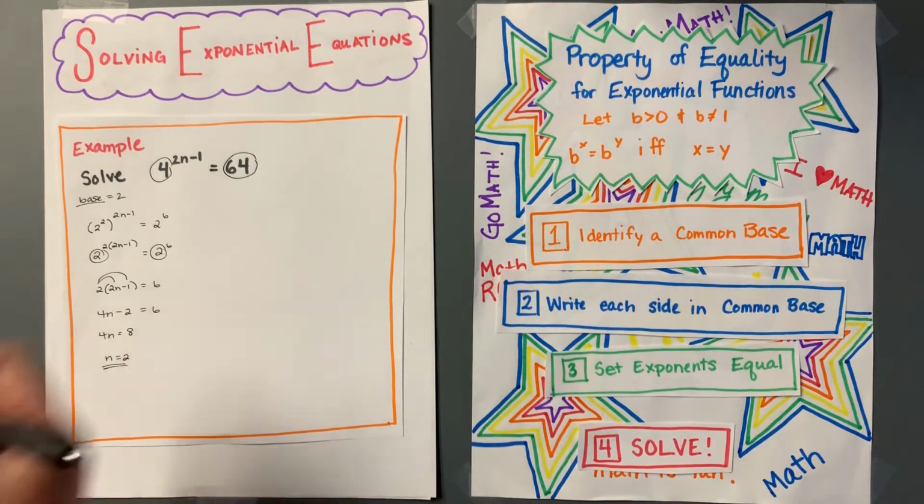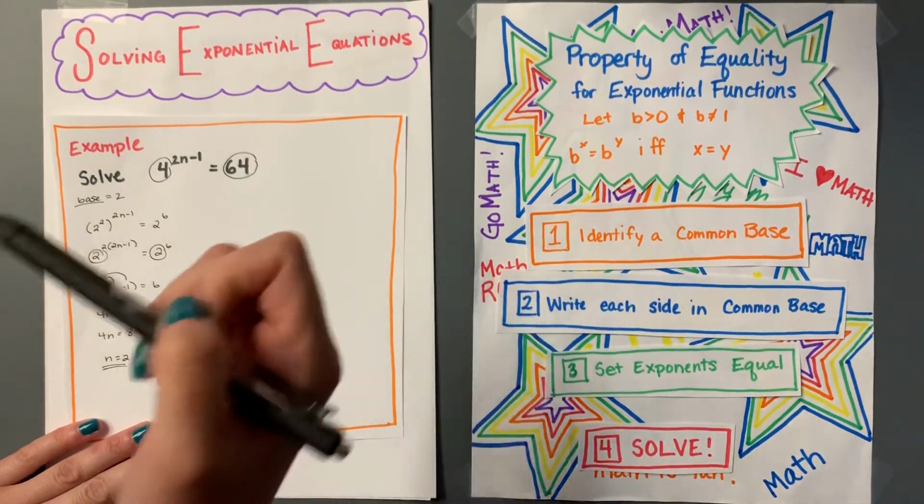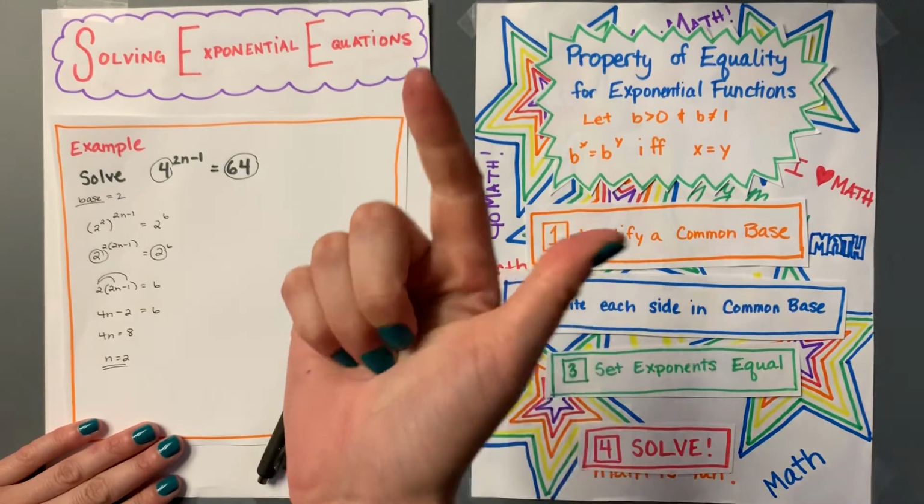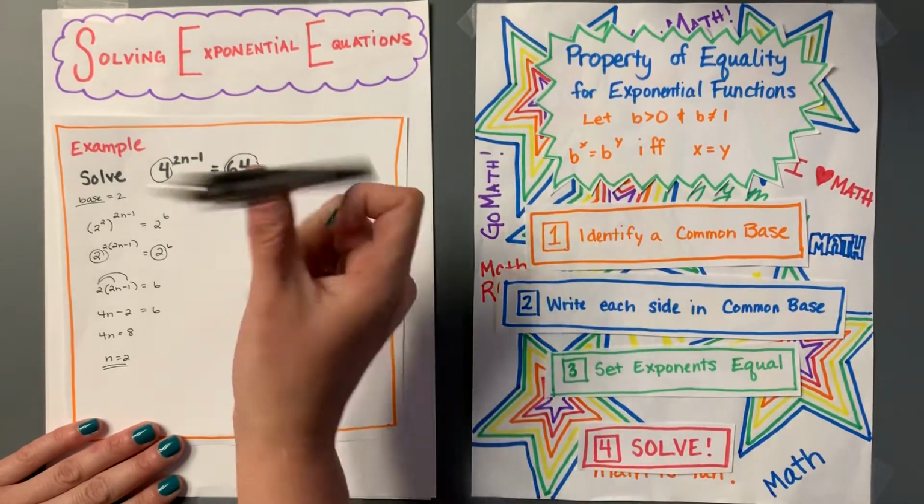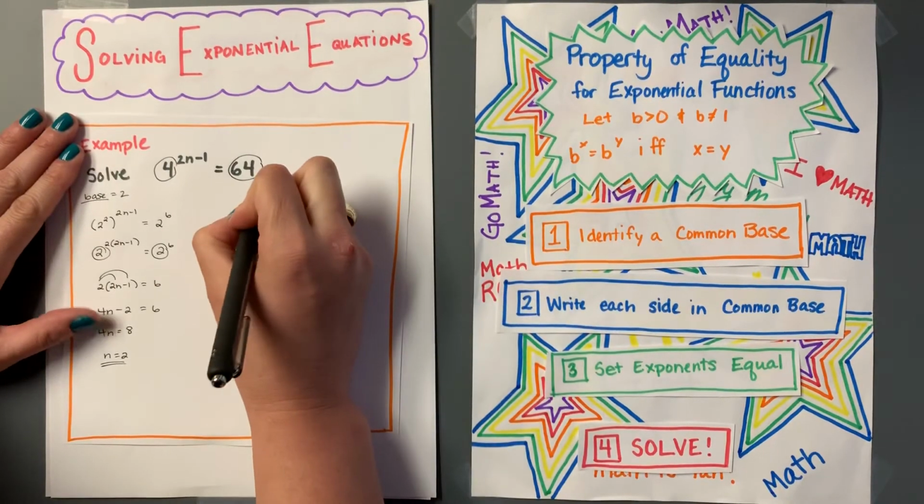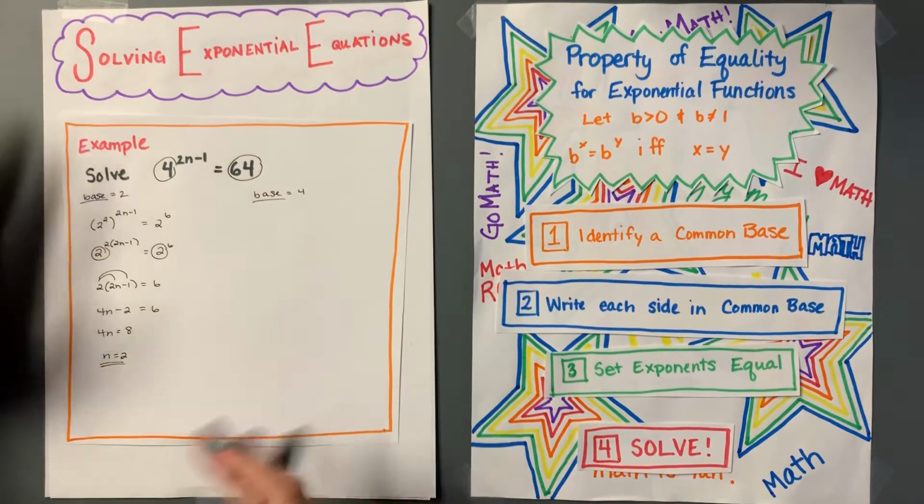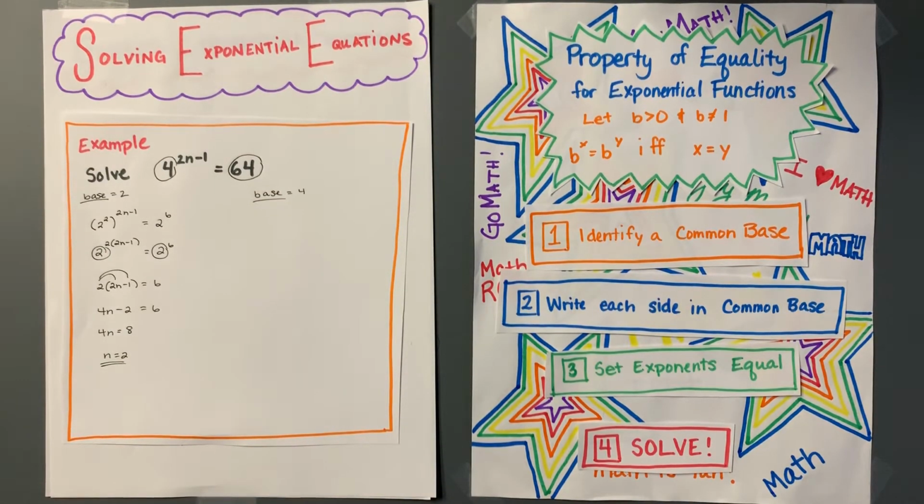Okay, so this was using a base of 2. But what if I looked at this and I identified that 4 cubed, so 4, 16, 64, is also possible. So instead of using a base of 2, I'm going to use a base of 4. And my question is, does it matter?